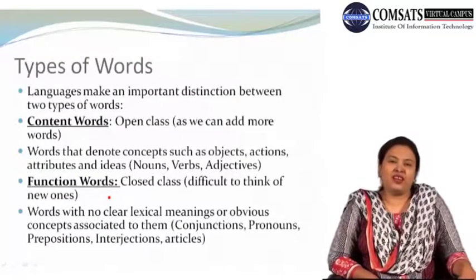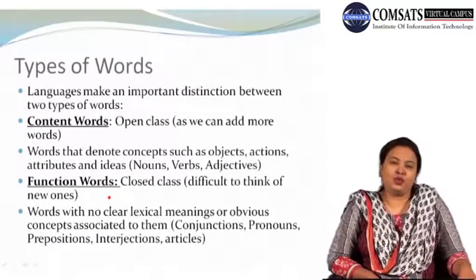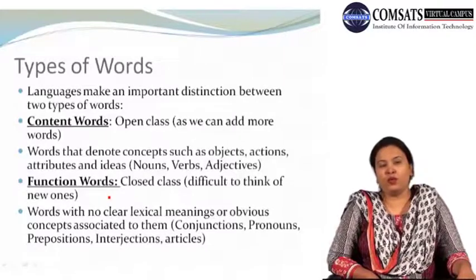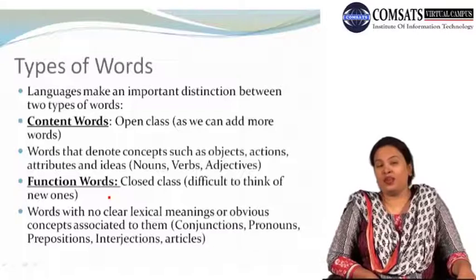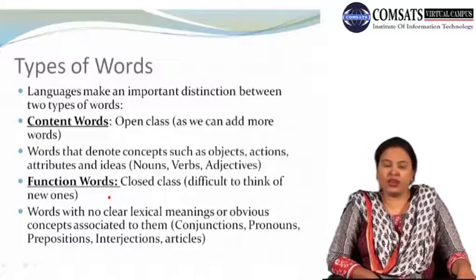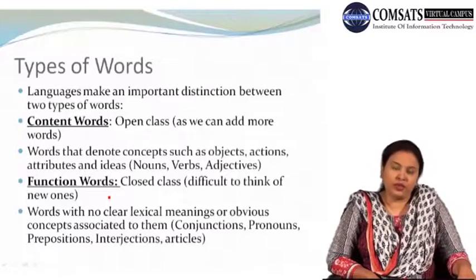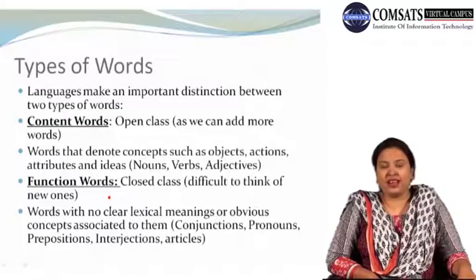So far we have studied what words are and what the sources of words are. Now we are moving towards the types of words, because if we know what words are, then we should know what the types of words are. There are two standard types of words: content words and function words. Content words are the open class, as I have mentioned previously, as we can add more words.